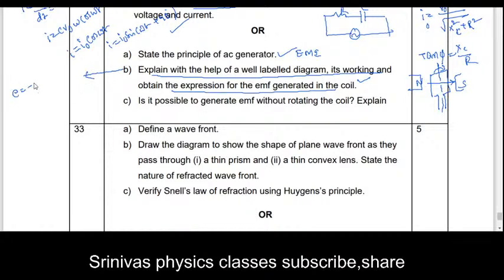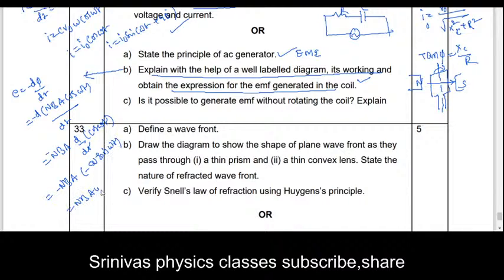Let us derive the expression for the EMF. EMF equals minus d phi by dt. Phi is N B A cos theta, and theta we write as omega t. So minus d by dt of N B A cos omega t. N B A is a constant, so we write it outside, and the differentiation of cos omega t is minus omega sin omega t. Then we get N B A omega sin omega t. Then E equals E naught sin omega t. Completed. This is the derivation.